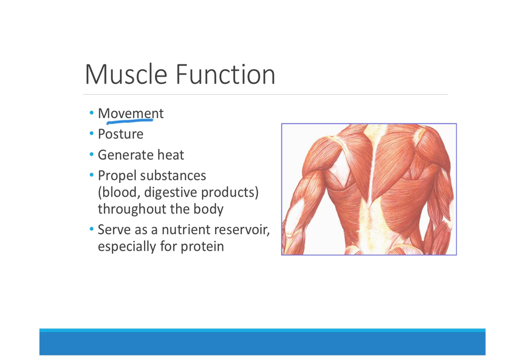They work with the skeletal system to allow us to do both gross movements with our whole body and also many small movements inside our body. Our muscles are necessary for posture, for holding us up when we stand or when we sit so we don't flop over. They are essential for generating the heat that makes us warm-blooded.